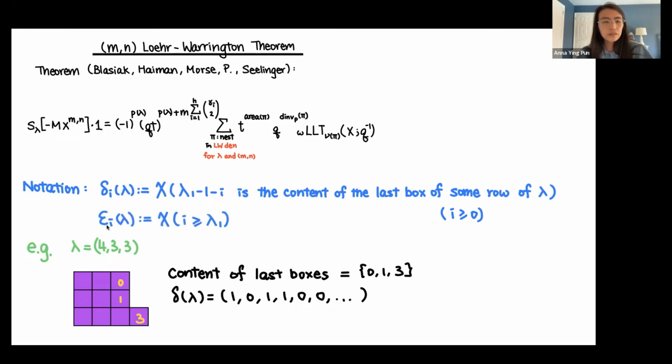And then another thing called epsilon i of lambda. It's basically saying whether my i is bigger than lambda 1. In this case, it's very easy. Again, you start with i equal to 0. 0 is not bigger than 4. So 0 is not, 1 is not, 2 is not, 3 is not, and then 4 afterwards, that's all ones. So this is our delta and the epsilon. These two sequences are going to help us to build a then.